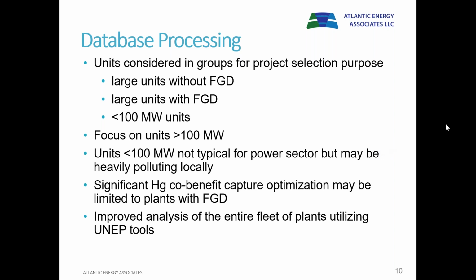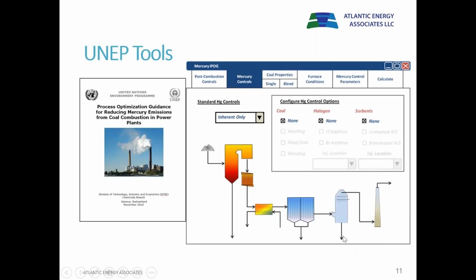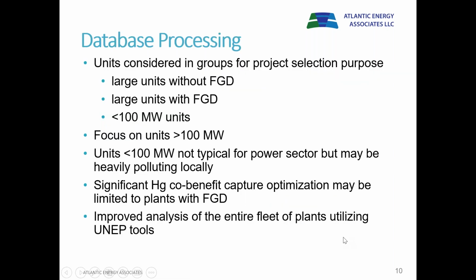We focused on units bigger than 100 megawatts simply because this scale is typical for power generation. Units smaller than 100 megawatts are not typical and are not critical for the national grid, but may be heavily polluting locally because there is a large number of them, and often they are not controlled very well. I should go to the next slide.